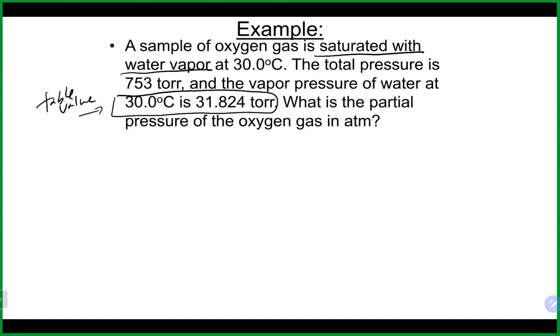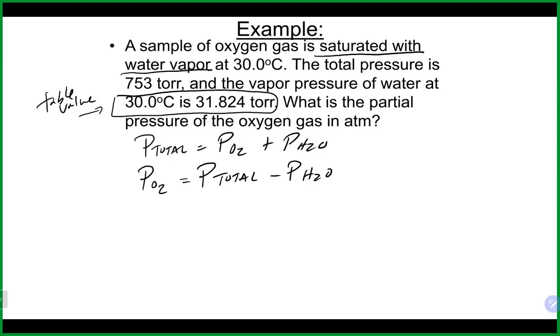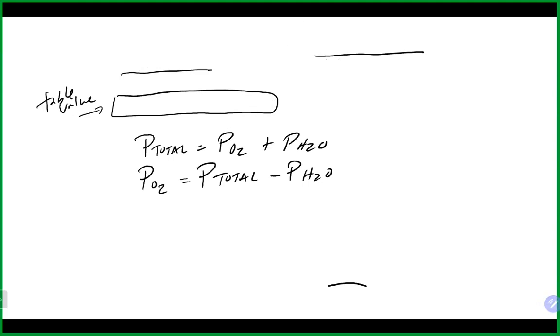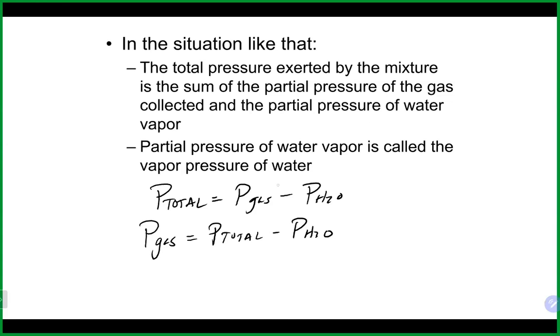To do this, the total pressure would be the pressure of the oxygen gas plus the vapor pressure of water. Once again, solving for the pressure of the oxygen gas, that would be equal to the total pressure minus the vapor pressure of water. I thought I put a subtract. That should have been a positive there, obviously, on this one. I felt like I left the positive off of that one.